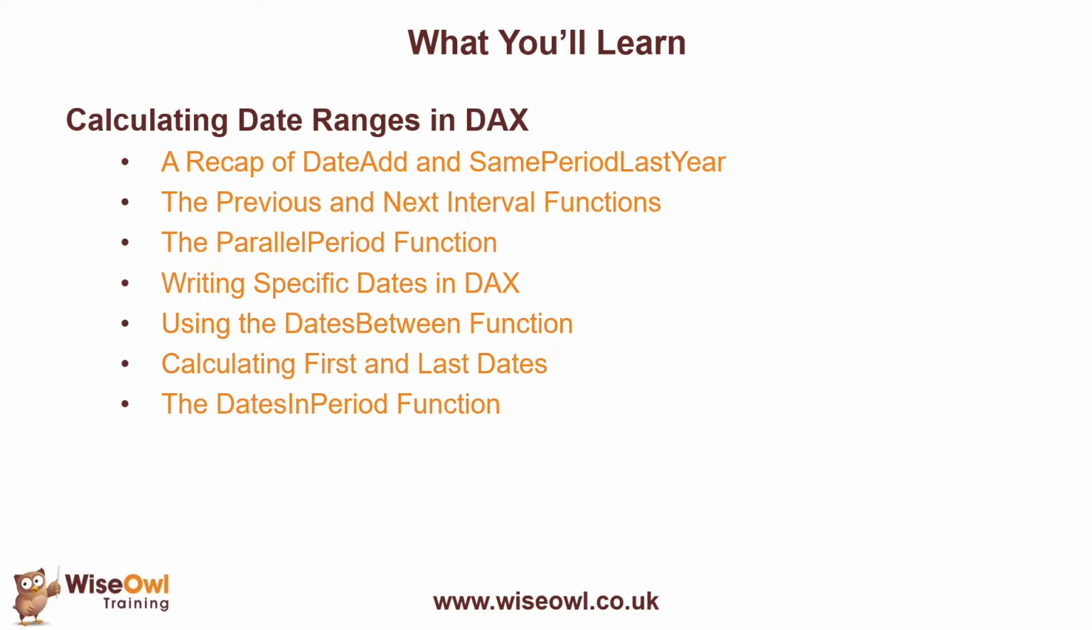We're going to look at a couple of different ways of writing specific dates in your DAX expressions, and then use those with the DatesBetween function to specify an exact range of dates for your measures. We'll look at how you can calculate the first and last date of an interval, and then at the end of the video, look at how to use the DatesInPeriod function to calculate a moving average. So lots to do in this one, let's get started.